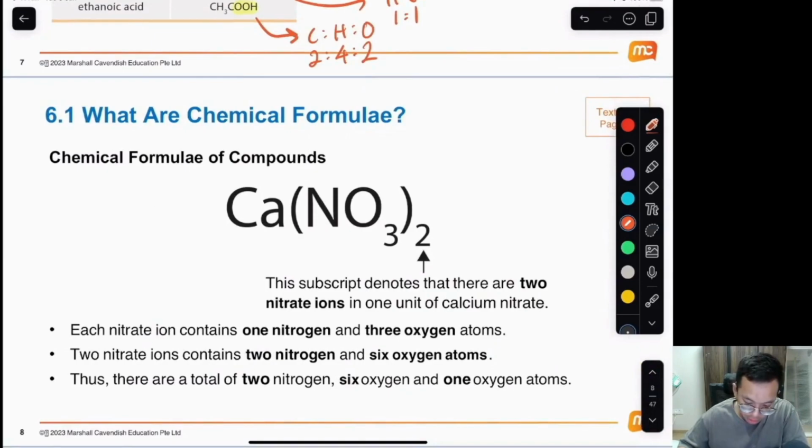Alright, so take a look here. This is rather a summary of what you have learned. This is calcium nitrate.